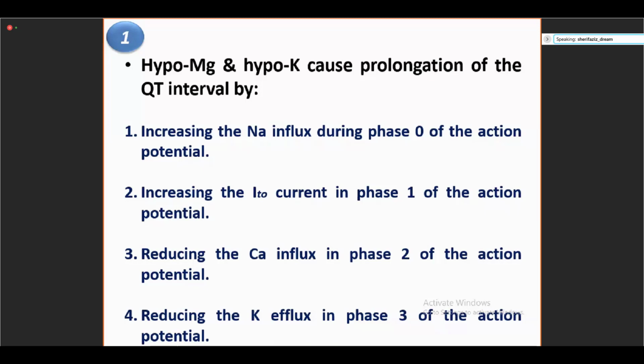So let's move to the answer. Next slide, Dr. Ahmed. Yes, it is reducing potassium efflux in phase 3 of the action potential, which is repolarization.